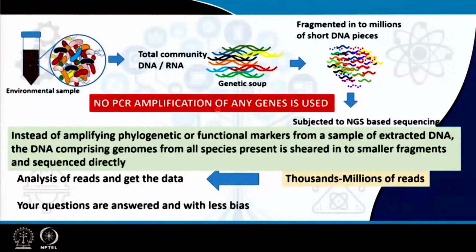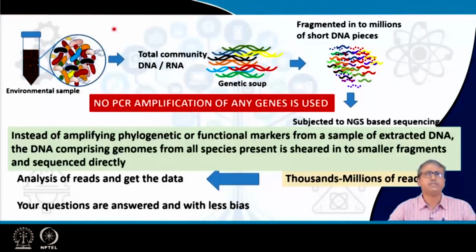Now, instead of amplifying the phylogenetic or functional markers from a sample of extracted DNA, the DNA comprising genomes from all species present is sheared into smaller fragments and sequenced directly. So, the intrinsic step is that we extract the total DNA. In some cases, for groundwater or such samples, we can have the cells sieved out first, because we may have to use a large volume of water, maybe thousands of liters, as the microbial load may be low. So, we may not have sufficient DNA at the end for sequencing purposes.